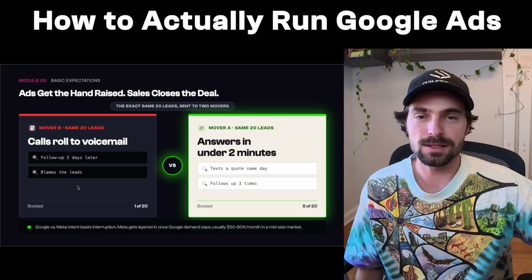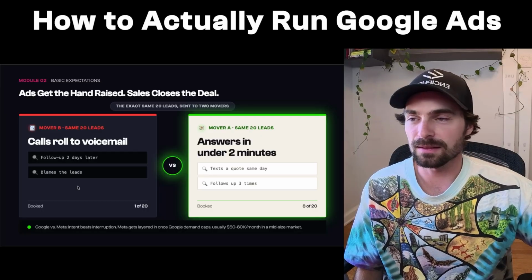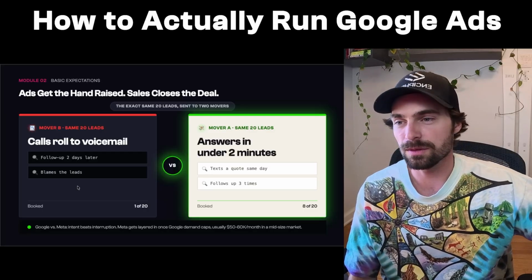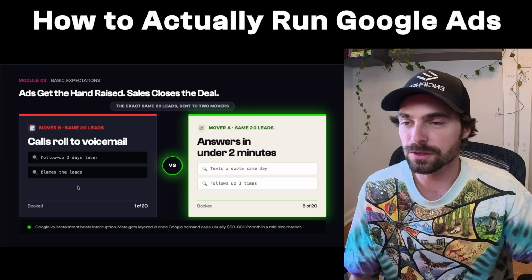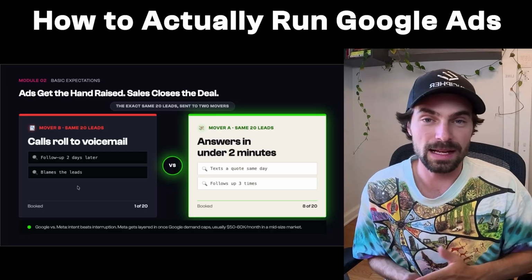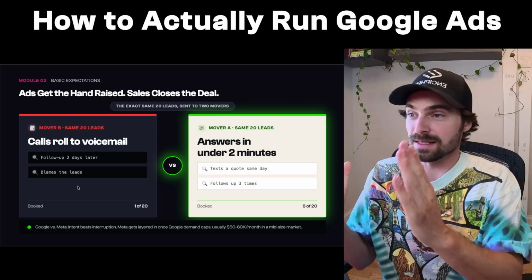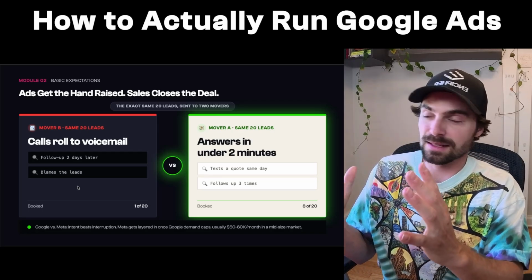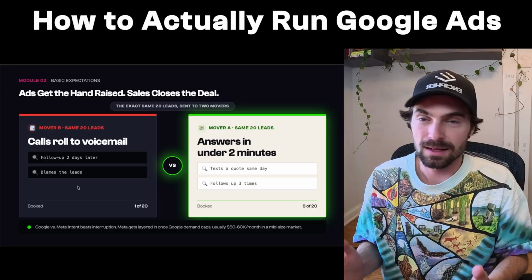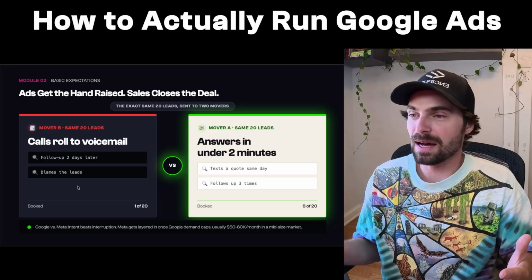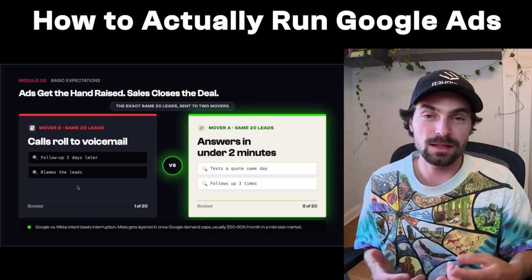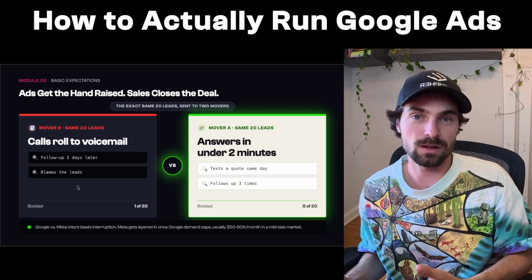Company B, they answer every call. They get back to their leads within 2 minutes. They're sending out quotes the same day. They're following up 3 times on the quotes they sent. They close 8 out of 20 of these leads. They're like, this is awesome. Google Ads works really well for me. This is the same leads, guys. The same account. It's generating the same leads. But the two different backend systems are the determining factor of whether or not these two advertisers say Google Ads either works or doesn't work for them.